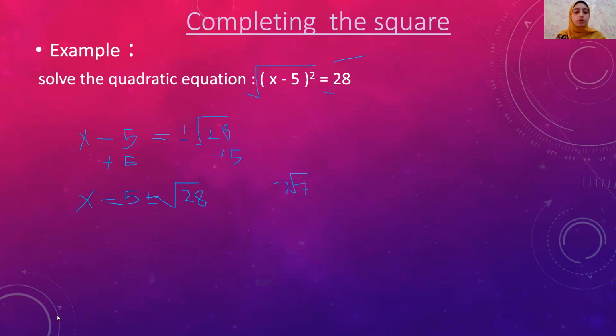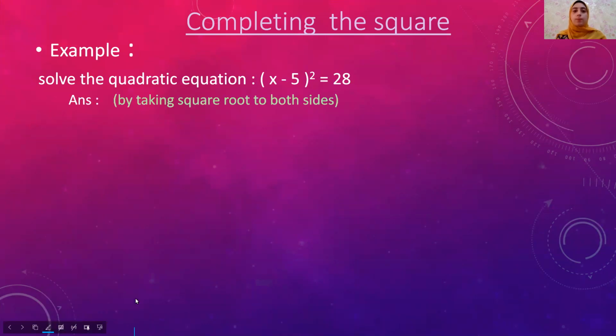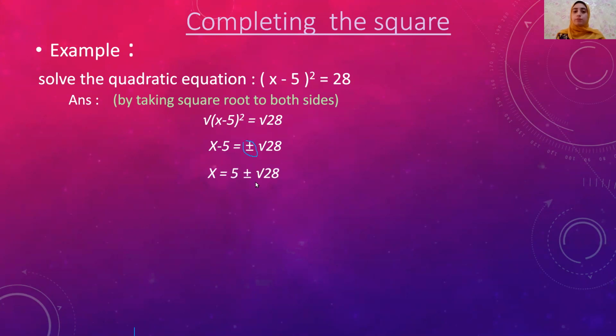Now, let's check these answers. By taking square root to both sides, well, root of x minus 5 all squared equals root 28 would be x minus 5 equals positive or negative square root 28. Don't forget positive or negative, okay? x equals 5 positive or negative square root 28, so x equals 5 positive or negative 2 root 7. So we have here 5 steps to solve this quadratic equation by completing the square.